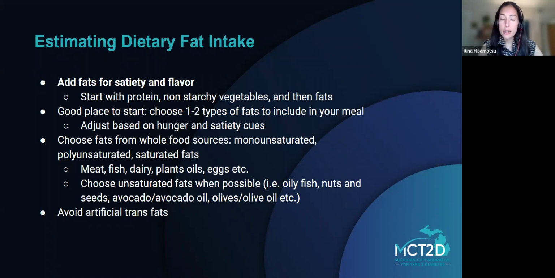outside of the low carbohydrate meal plan. So that includes sources of unsaturated fats such as oily fish, nuts and seeds, olives, avocados, and such. The one thing that we encourage individuals to avoid are sources of artificial trans fats.